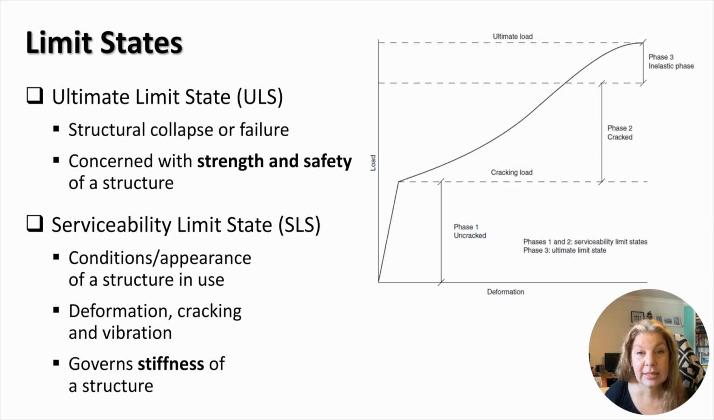If we consider the schematic load deformation curve in the diagram shown on this slide, the SLS governs the first two stages of loading with low and middle levels of loading, while the ULS governs the last stage of loading, i.e. the load causing structural failure.